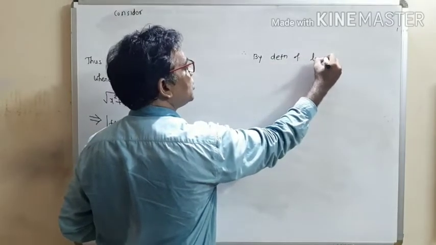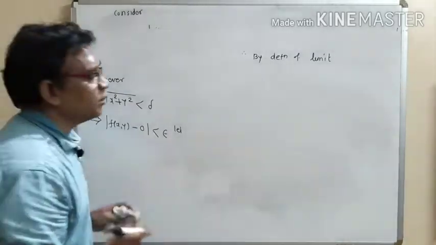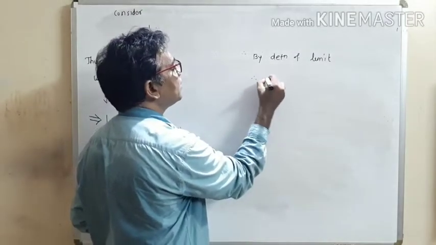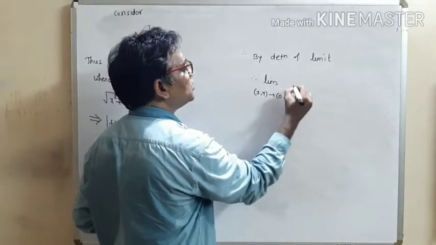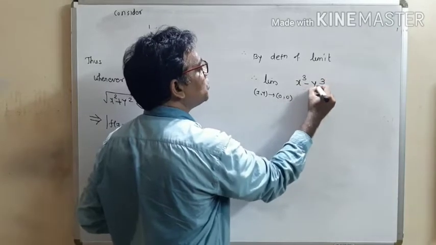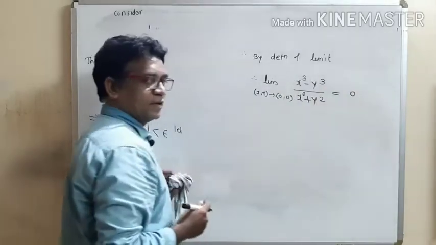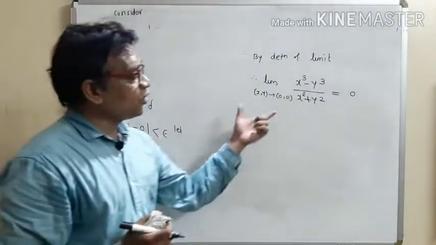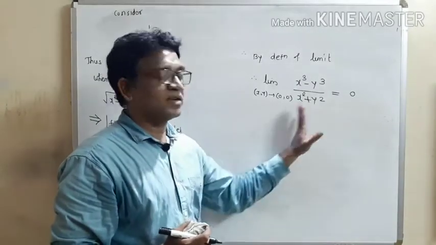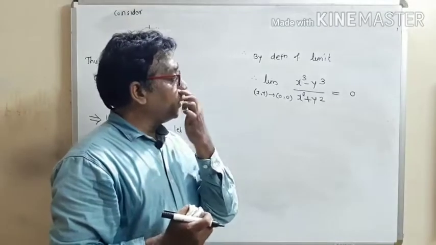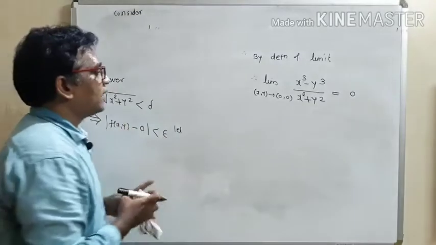What is the definition of limit? This number represents the limit. So by definition of limit, the limit as (x,y) tends to (0,0) of the function x cube minus y cube divided by x square plus y square is equal to 0. So we have shown that the limit of this function is equal to 0, and what is the given value? We are given that the value of the function is again 0. So we can say that the limit of the function and the value of the function are both equal, so it is said to be a continuous function.